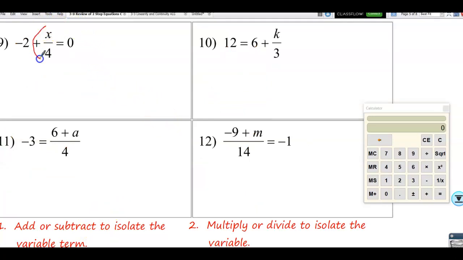Again, we have a variable term here that is a quotient. Okay, so this is our variable term. We need to get it alone. And so in order to do that, we will add 2 to both sides.